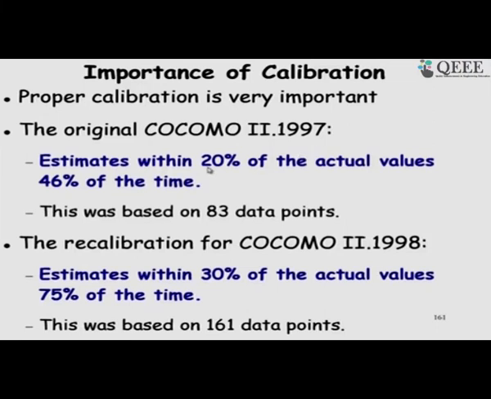So, the original COCOMO, in evaluation on real projects, was within 20% of the actual values 46% of the time, based on 83 case studies that were considered. And then recalibration: adjusting the different parameters gave results within 30% of the actual values, 75% of the time. So, the rest of the time, more than half the time, we got widely off the mark. Here 75% of the time we got within 35%.